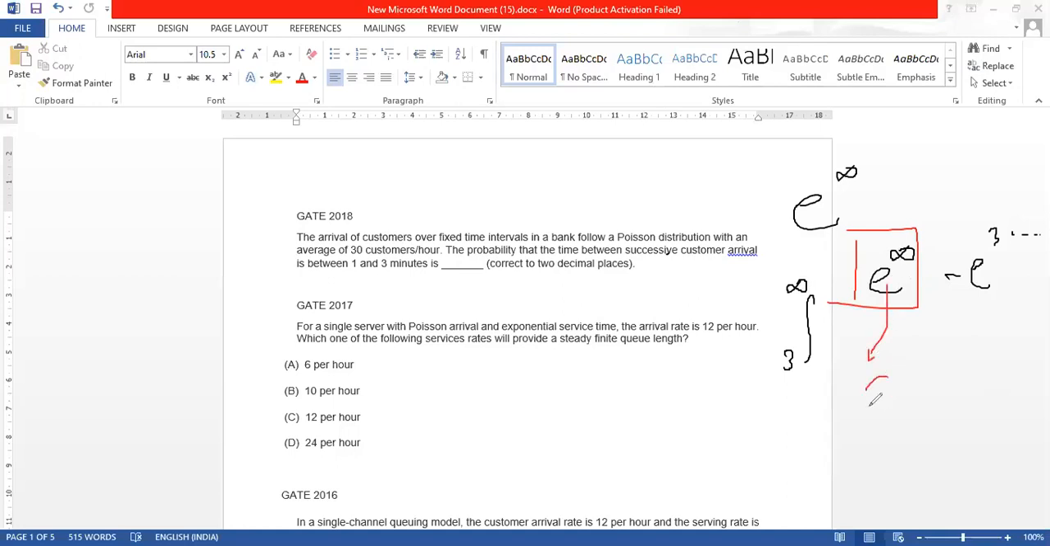Okay, so sometimes this can also come in a question: what's the probability that the inter-arrival time is greater than 5 minutes, or 10 minutes? Greater than 5 minutes means we have to integrate from 5 to infinity. So a limit of e raised power infinity will also come, that is equal to 0. e raised power infinity is equal to 0 and e raised power 0 is equal to 1. Sometimes this can also come: what is the probability that the inter-arrival time is less than 3? Then we have to integrate from 0 to 3, so e raised power 0 will be equal to 1. e raised power infinity is equal to 0.